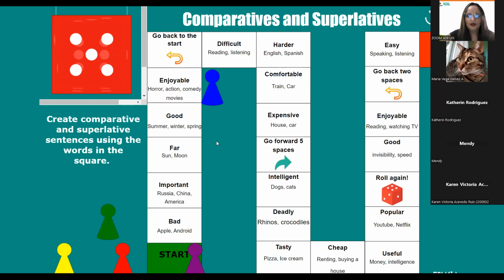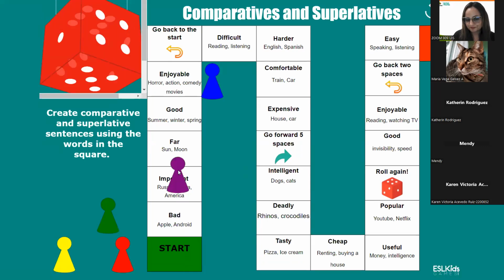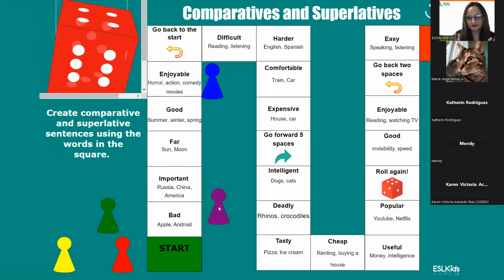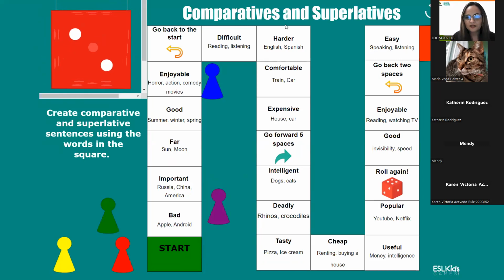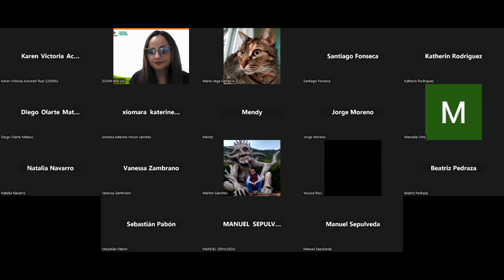Yes, clear. Okay, one of you shares the screen, and one of you rolls the dice and moves the characters. Let's do it. I will give you around 5 to 8 minutes for playing, and I will visit your rooms. You have the link in the chat.